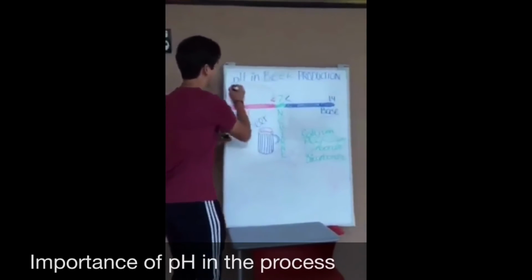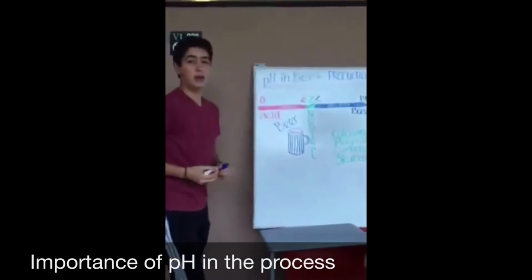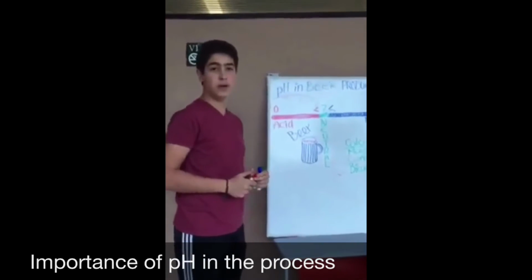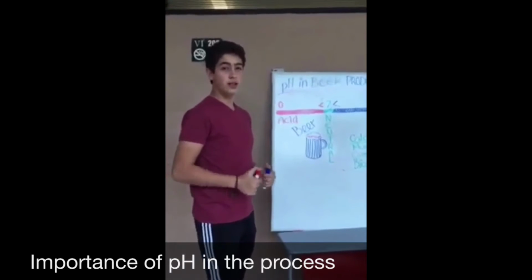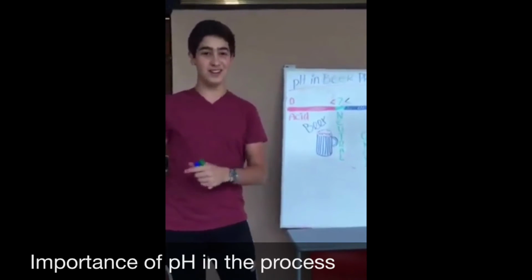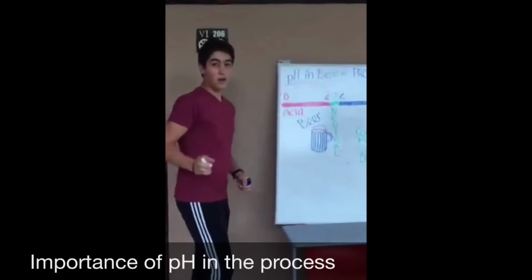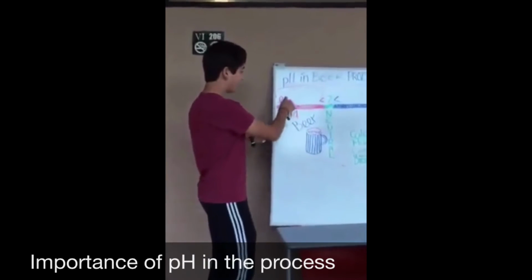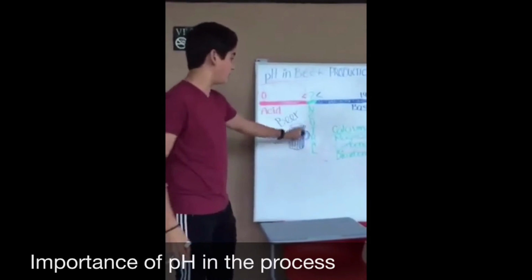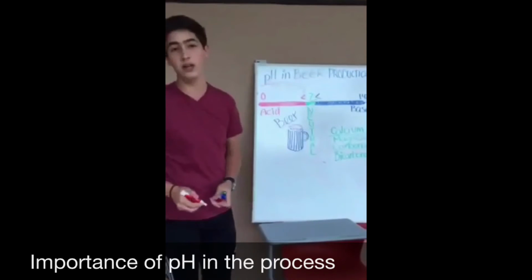The pH in beer production is really important, because without the pH, we couldn't drink the delicious beer we enjoy when we are 18 years old. So, we know that acid pH is from 0 to 7. Once it reaches 7, it's neutral, and from 7 to 14 is the base.